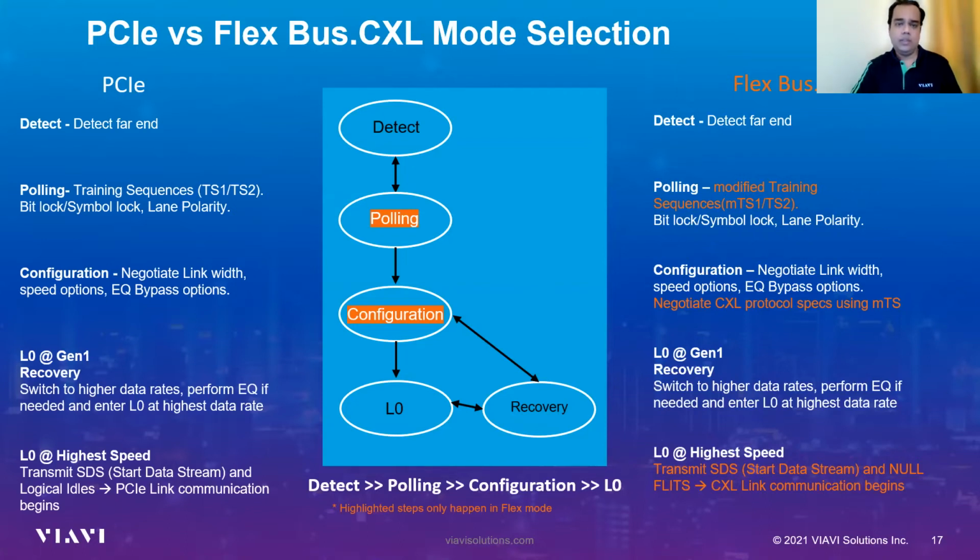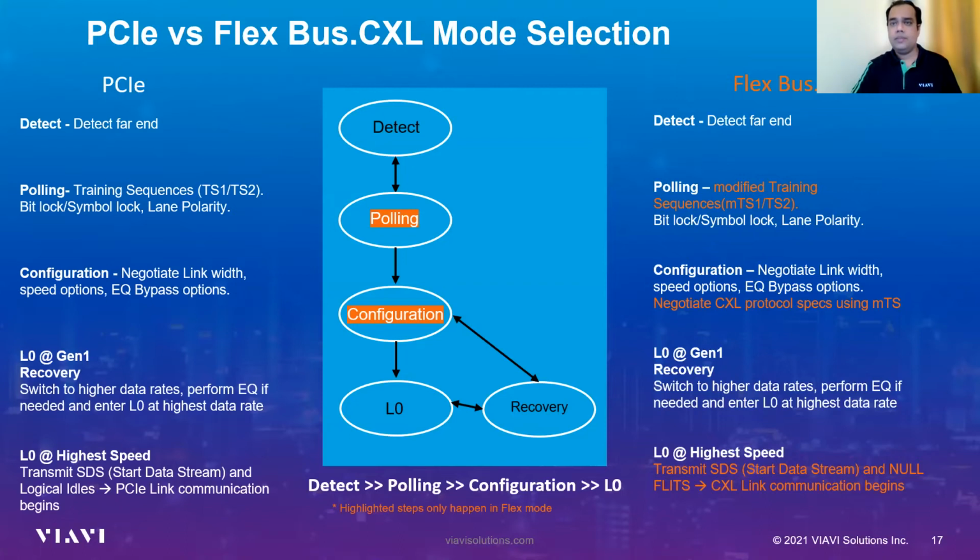Once it is out of polling, it gets into the configuration phase, where it negotiates the link width, speed, and EQ option, which means it will either bypass the equalization or go through the full equalization. Once this is done, both link partners know the capabilities of each side, and the link enters L0 at Gen 1 speed, and then moves to higher speed if both link partners agree.